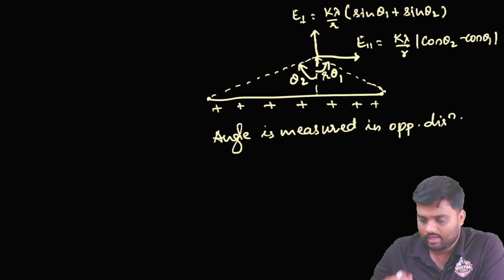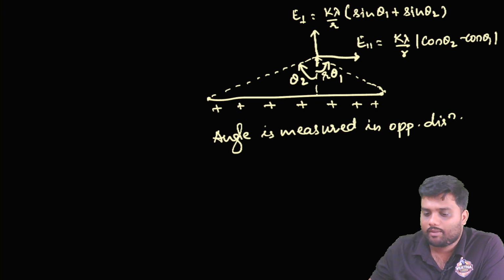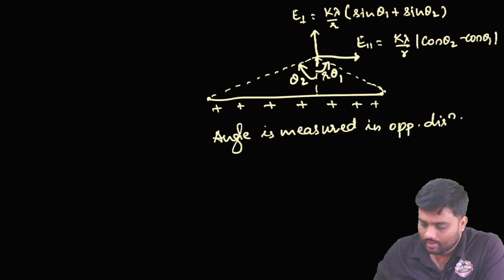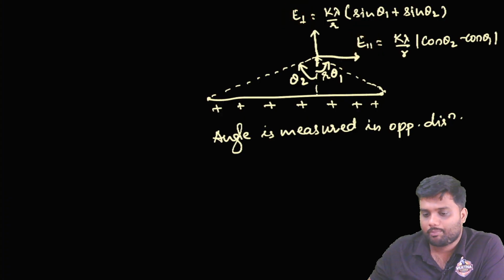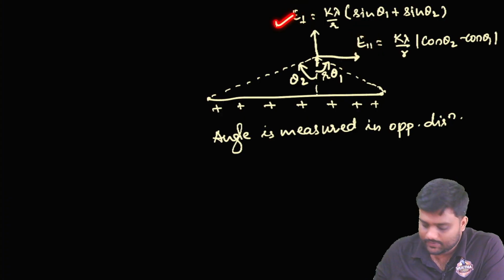For a circular arc, it is 2k lambda by r sin theta by 2. When you are going for a thread or a wire, you will get E parallel and E perpendicular. You need to know these formulas.